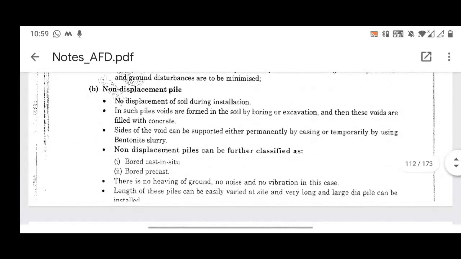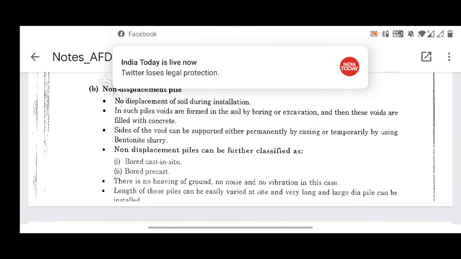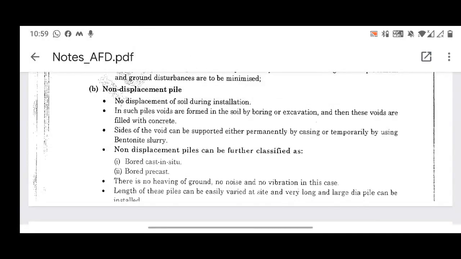Now, non-displacement piles can further be classified as bored cast in situ and bored precast, right? So from the name itself, we can easily judge such kind of piles. When I'm saying bored cast in situ, so cast in situ means the piles will be constructed or cast at the yard and then transported to the site and then placed in the excavated region. So that is, bored cast in situ means first you have to bore the hole, and then bring the already prepared pile, and then it has to be installed into the ground.